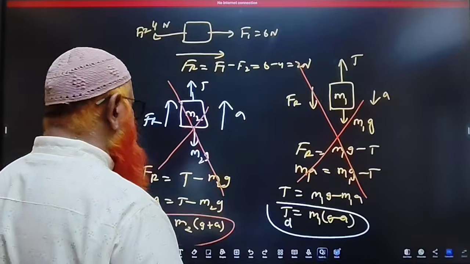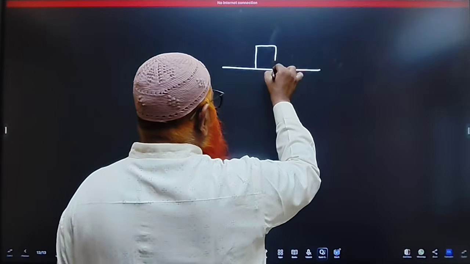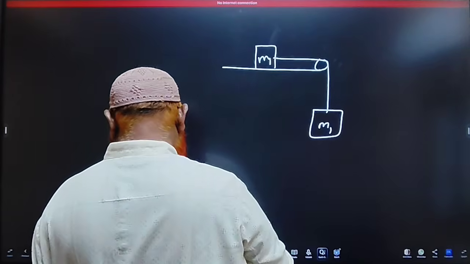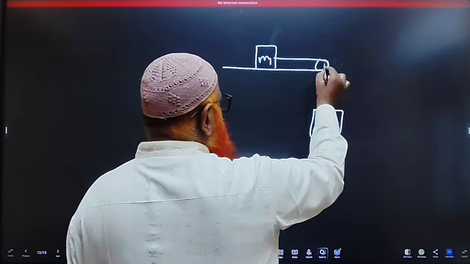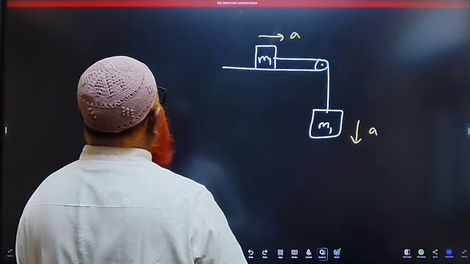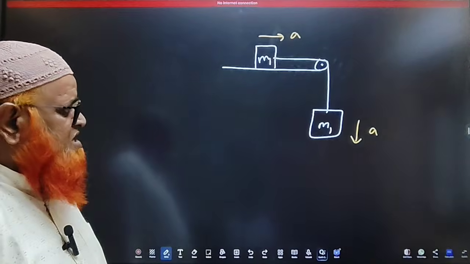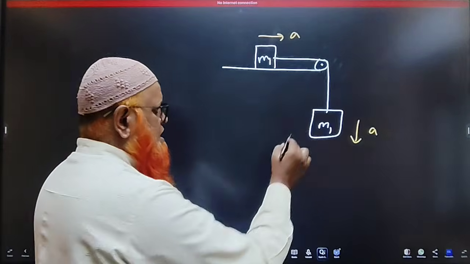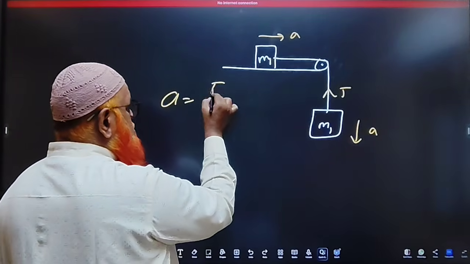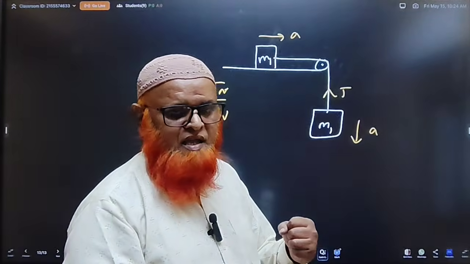Okay, so what is one more model of this type which is regularly asked in your previous years? One mass is hanging, one mass is resting on the table, and there is a pulley here. This mass is moving downward with an acceleration, and this mass is moving to the right side with an acceleration. He's asking us to find out the acceleration and the tension. That tension is T here. The first thing is that acceleration is equal to net force by net mass. Here you have to remember one technique.